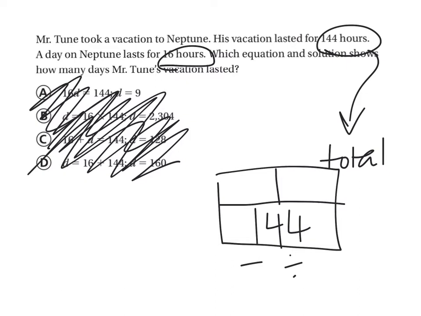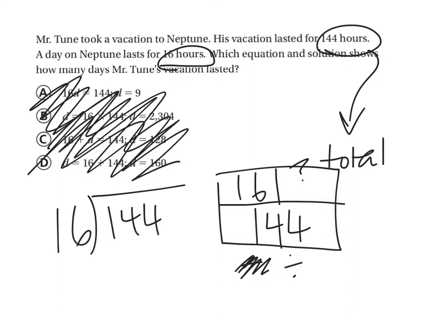Let's think here. If I took 144 and subtracted 16, I'd still be in the hundreds, so I don't even need to solve that. I don't think that's how many days Mr. Toon's vacation lasted. So the reasonableness takes the subtraction out. The division, on the other hand, makes more sense. So what we want to find out is what is 144 divided by 16. We've got a little bit harder division problem here because we're dealing with 16.